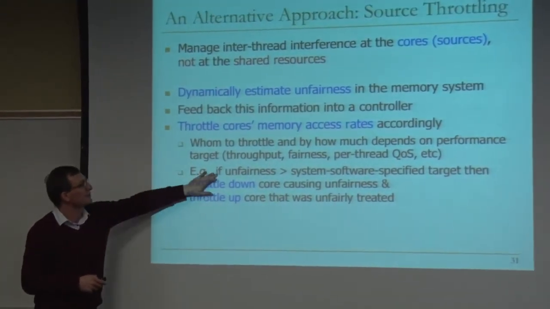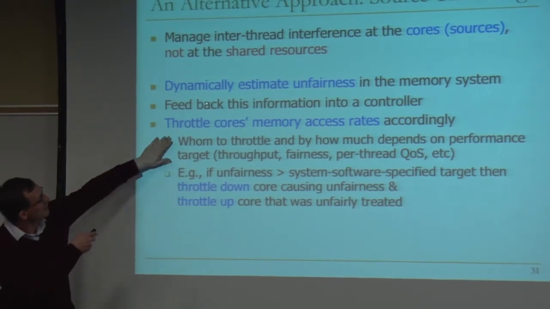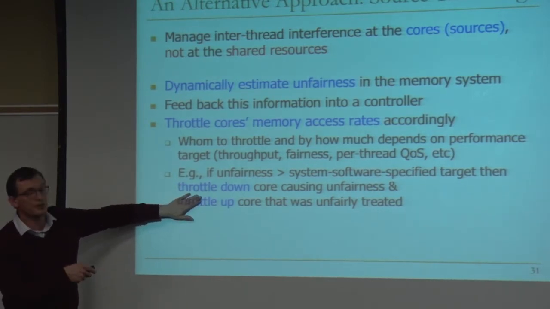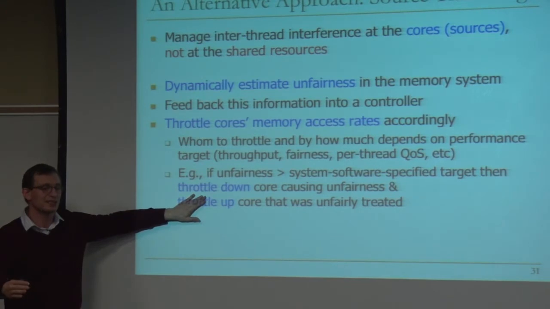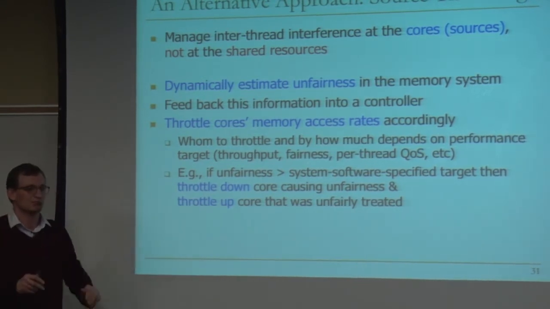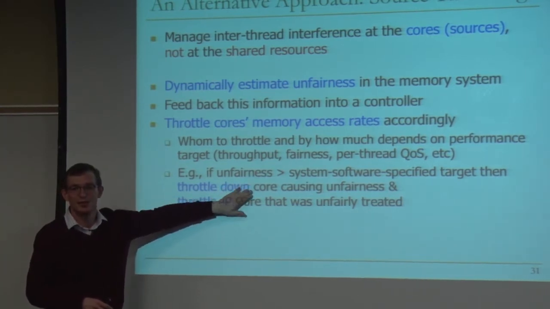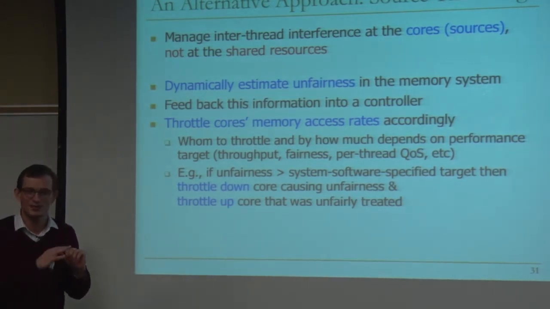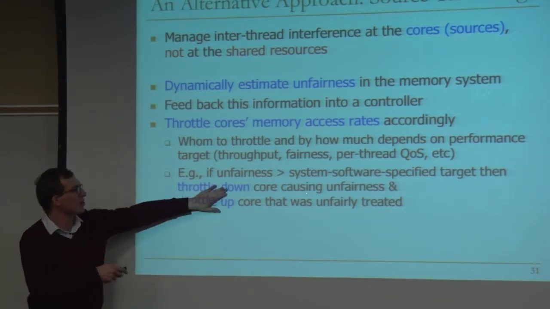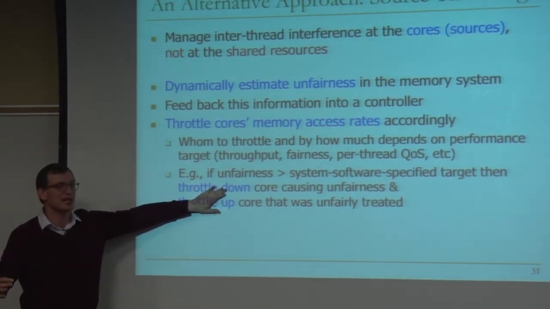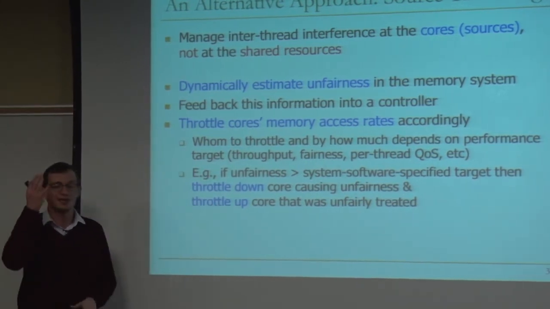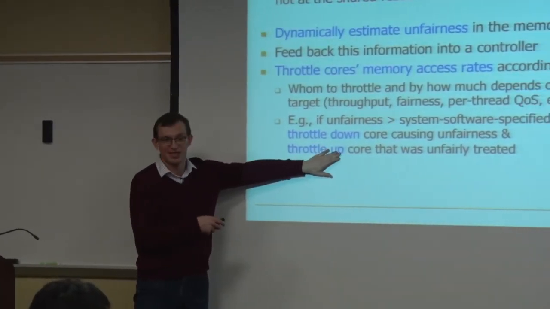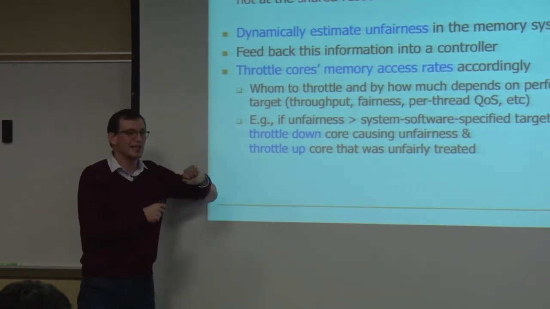So for example, if the unfairness that you measure by this dynamic estimation mechanism is greater than some system software specified target, then you can throttle down the core that's causing the unfairness by limiting its request rate to the memory system. How do you do that? Basically, you say, this core, you've been causing a lot of unfairness, so you cannot inject into memory in the next, I don't know, 1 millisecond. Maybe that's too long, but 10,000 cycles. There need to be thresholds that need to be optimized, of course. This way, that core will not be causing unfairness in the next 10,000 cycles, right? Because it's not injecting into memory. And throttle up the core that was unfairly treated. Allow it to request more. Allow it to access memory more frequently, if it needs to. Right? That's the idea of source throttling.